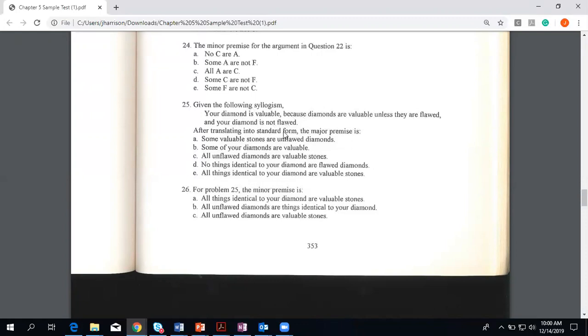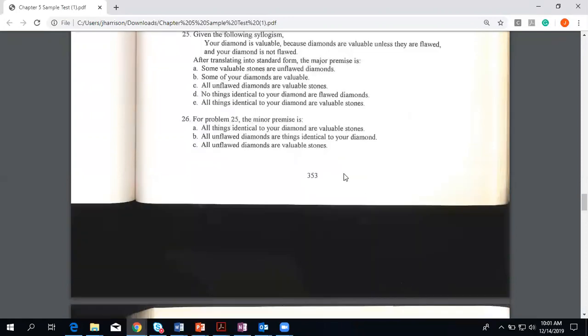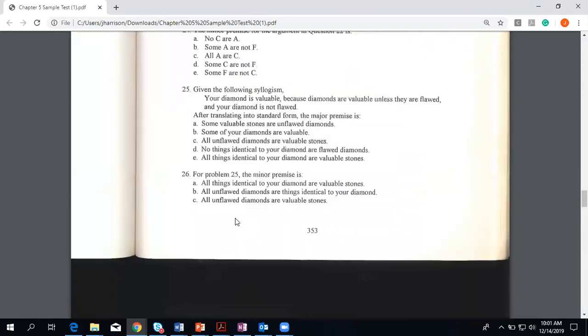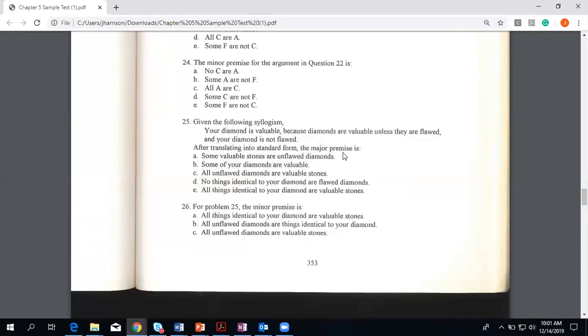Okay, so we know this is the conclusion, all things identical to your diamond are valuable stones. So let's see if that's an option. Yeah, so the conclusion is all things identical to your diamond are valuable stones. So 27, the answer is E. But here they're asking for the major premise.